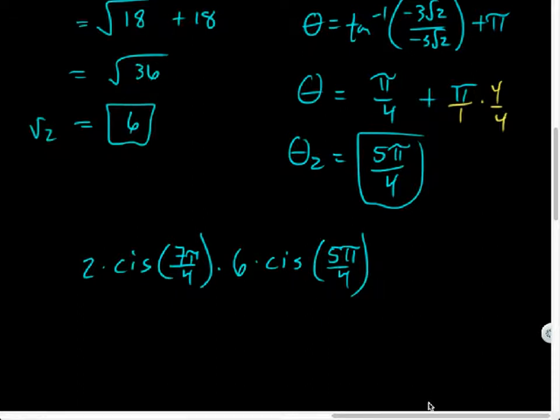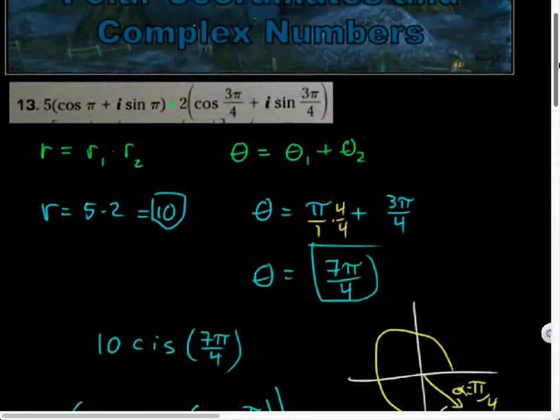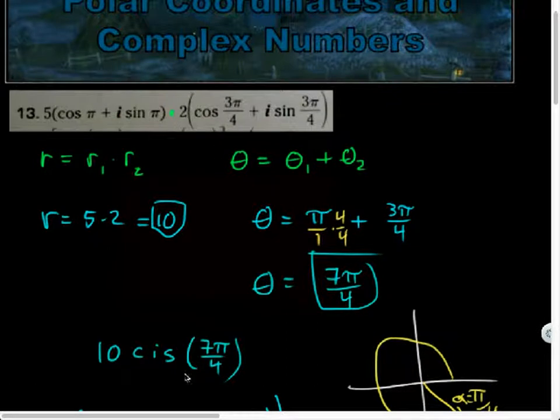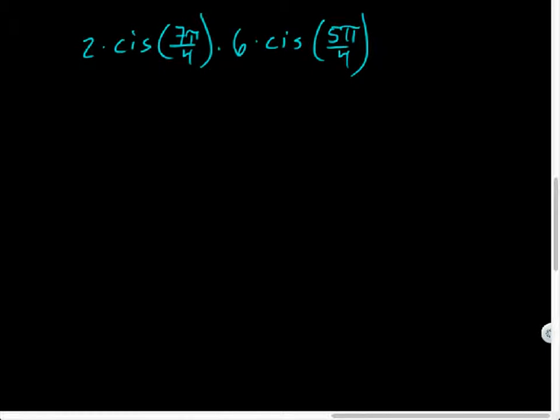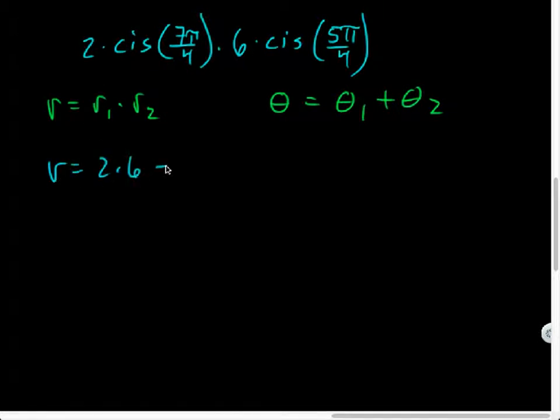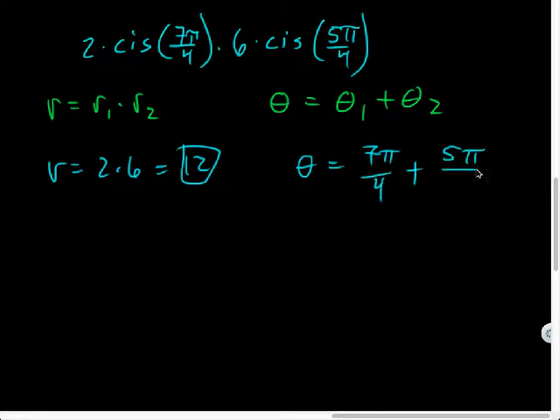Right, and now I'm doing a problem not unlike the one I just did over here, where I'm multiplying two things that are in polar form, that are complex numbers, so I can use my awesome new little tricks, such as the fact that R is going to equal R1 times R2, and theta is going to equal theta 1 plus theta 2. So R is equal to 2 times 6, or 12. Theta is equal to 7 pi over 4 plus 5 pi over 4. So my theta's equal to 12 pi over 4, or 3 pi.